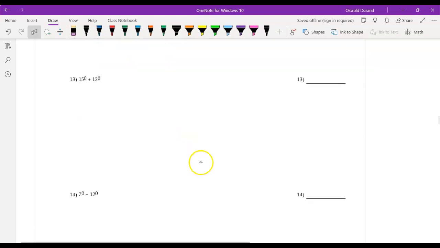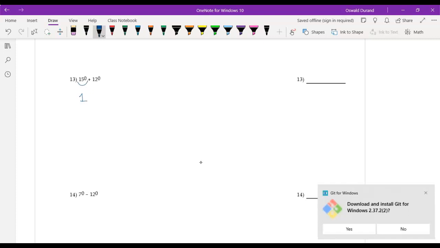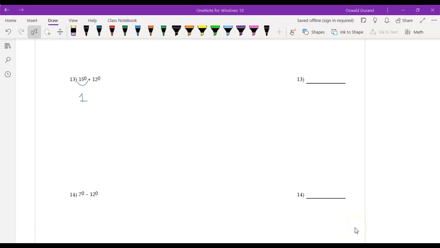Okay? All right, so here we have 15 to the power of 0 plus 12 to the power of 0, right? This is equal to 1. Plus 12 to the power of 0 is also 1, so 1 plus 1 is equal to 2 at the end.